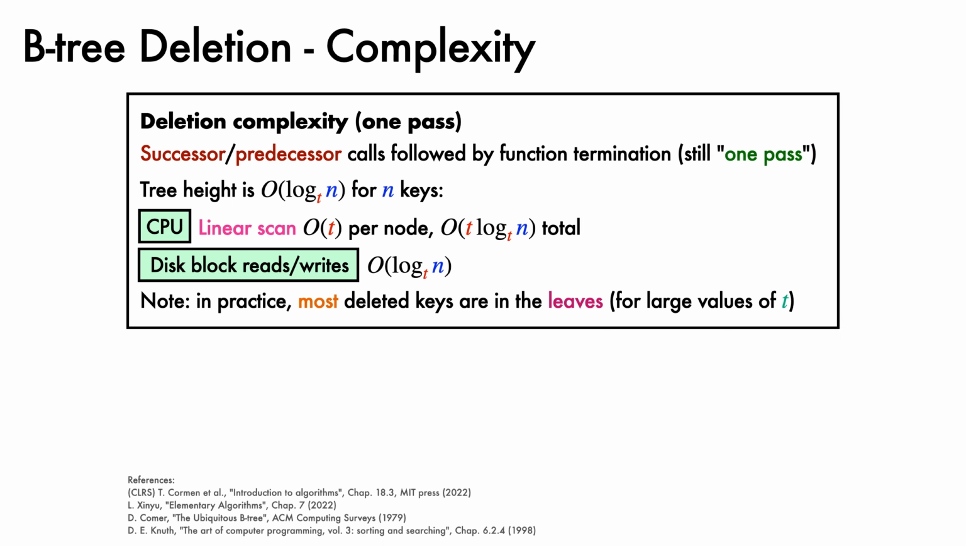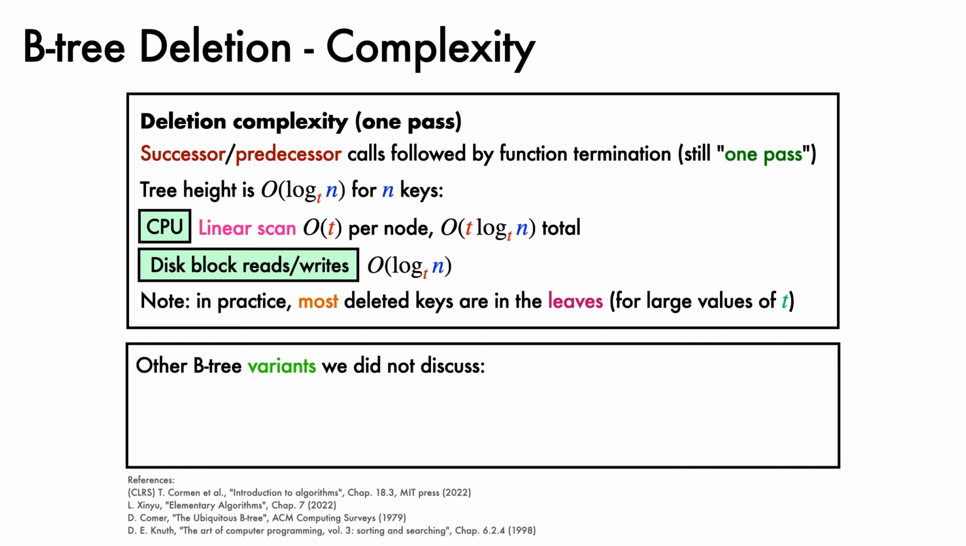One extra point that's useful to be aware of is that in practice, the vast majority of keys are deleted from the leaves of a B-tree, since that's where most of them live, when t is set to a typically large value. Before closing, we'll briefly mention a couple of other B-tree variants that we did not discuss here.